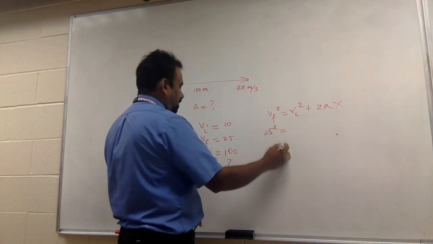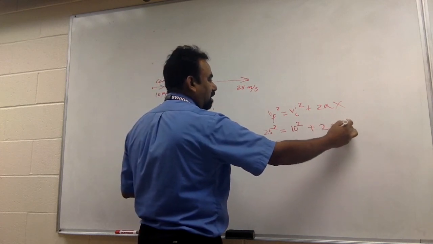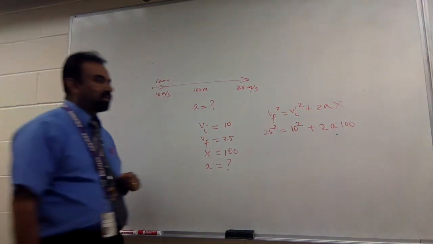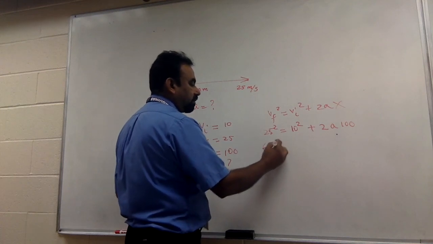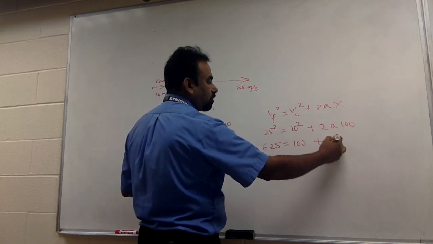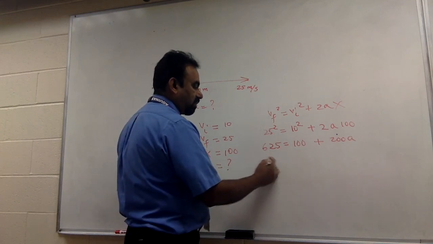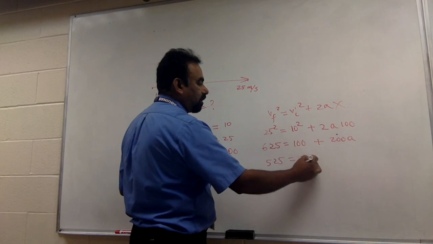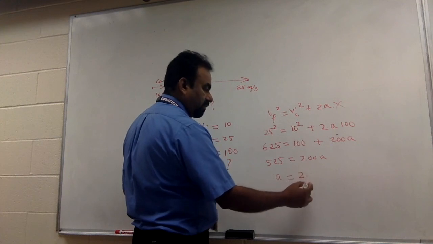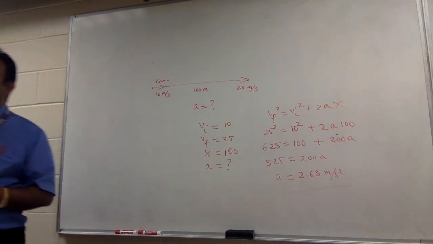25 square is equal to 10 square plus 2 times acceleration times 100. Once you write it down, then you will process it gradually. What is 25 square? 625. And then you have 100 here, plus 2 times 100 is 200, so 200A. Then subtract 100 from both sides, you get 525 is equal to 200A. What is the acceleration? 2.63 meters per second squared. You get it?